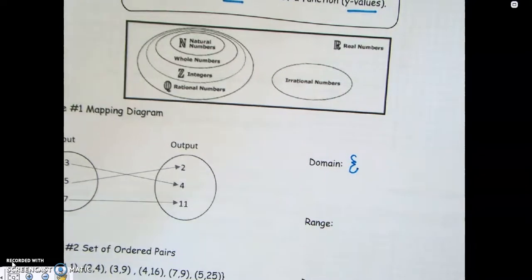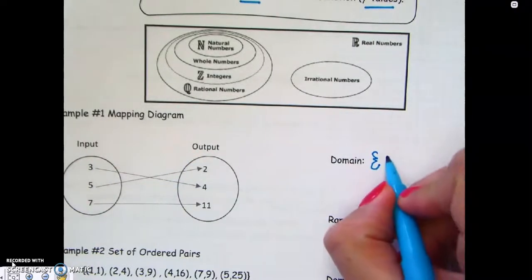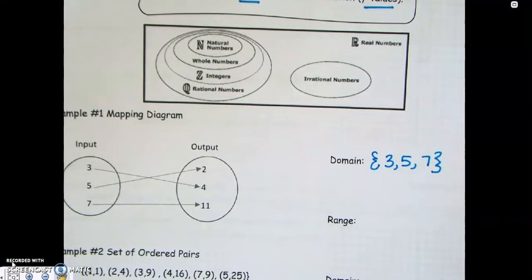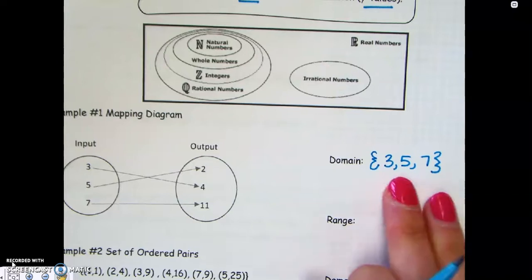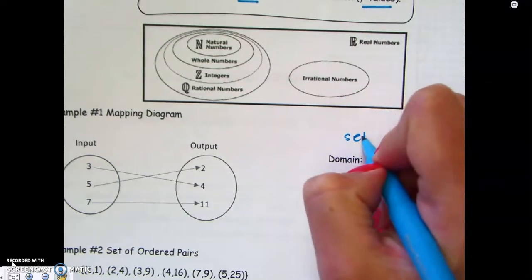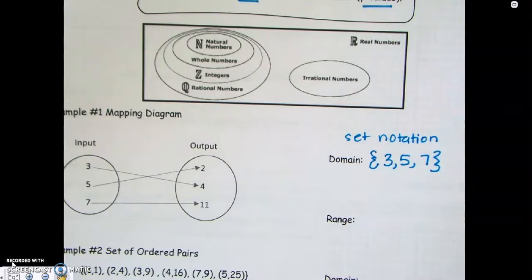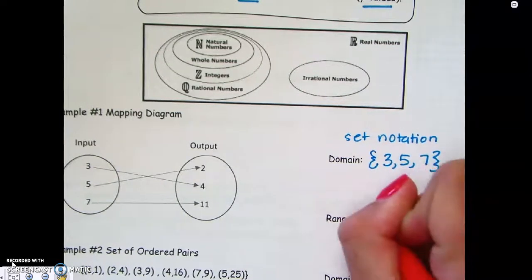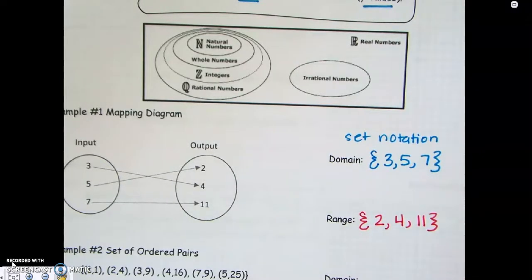And set notation is basically like a list of numbers. So in this case, I would put 3, 5, and 7 in this set, which tells me my numbers are only 3, 5, and 7, and they're not 4 or any numbers in between. So you use this notation. This is called set notation when you're just listing out specific numbers. And so the same for my range in this case, my output, I'll put it in set notation, so using those curly brackets, 2, 4, and 11 for this set. And that's really it. Okay, so these are basic examples.